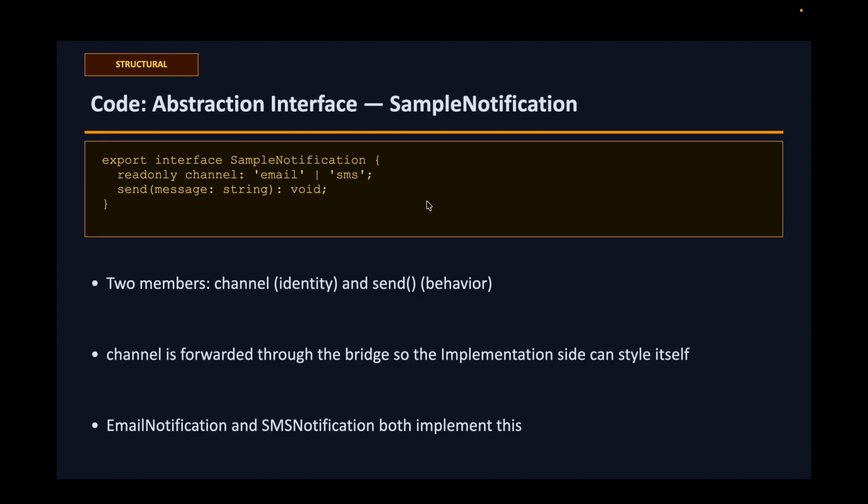Here we have the sample notification, the abstraction interface, which has 2 members. The channel identifies which notification type this is, and the send method does the actual sending. The channel property is important.